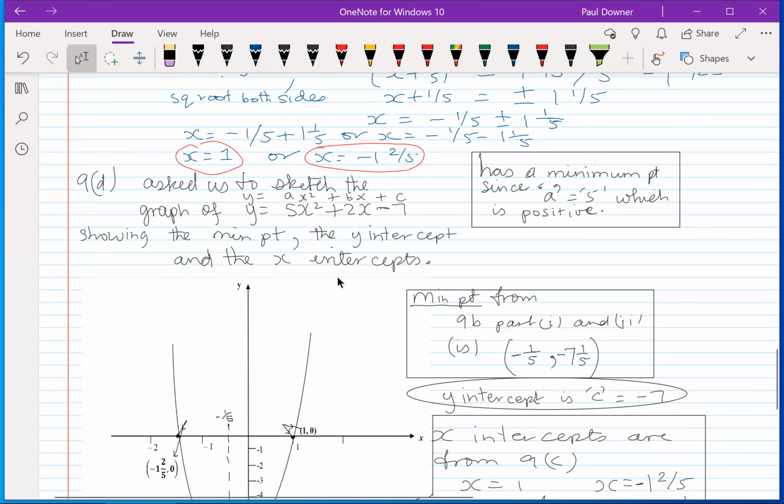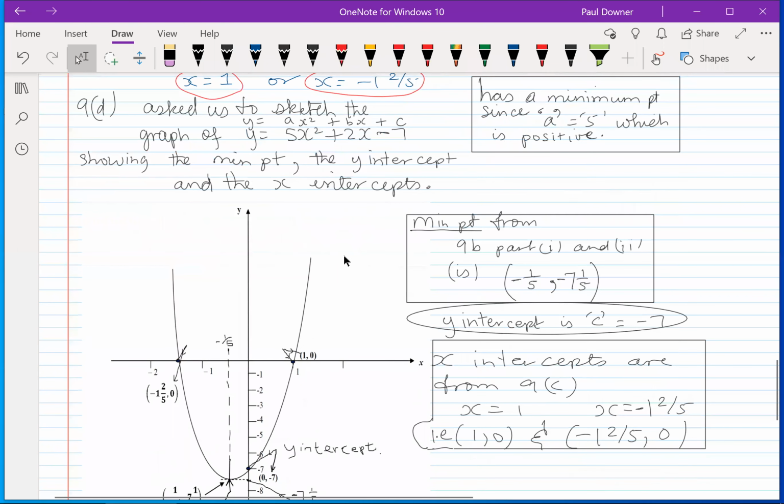Now, to the trained eye, you would have realized that all along in doing 9A, 9B, 9C, we would have gotten the answers for all of these things, which would help us to sketch the graph. Okay, so let's go through and see what they're talking about. So the first thing is the minimum point. Well, we knew that it was a minimum point because the 5 here was positive, so we knew it's going to be a trough, right? So we know it's going to go like this.